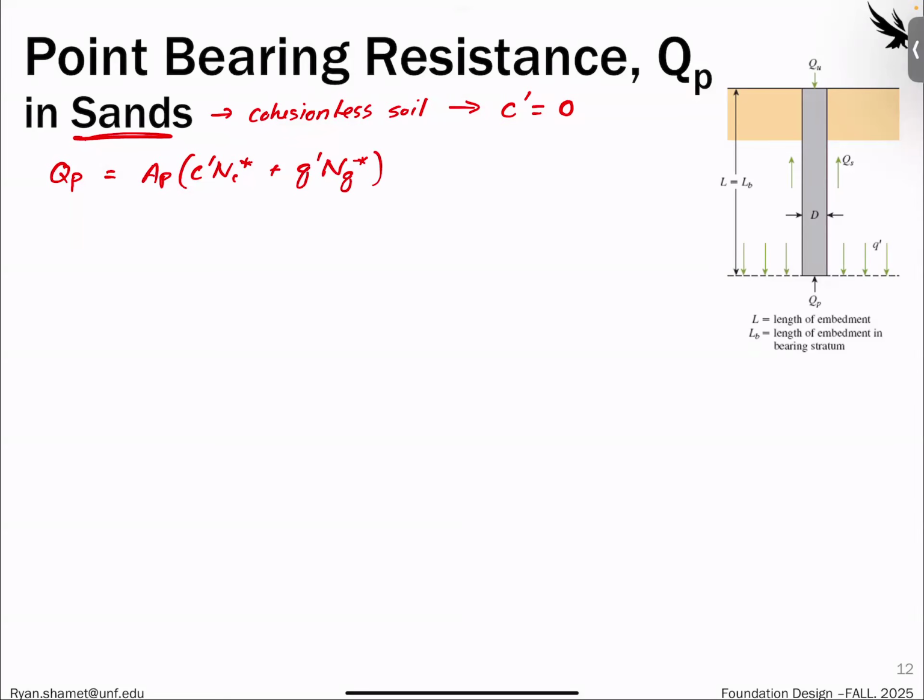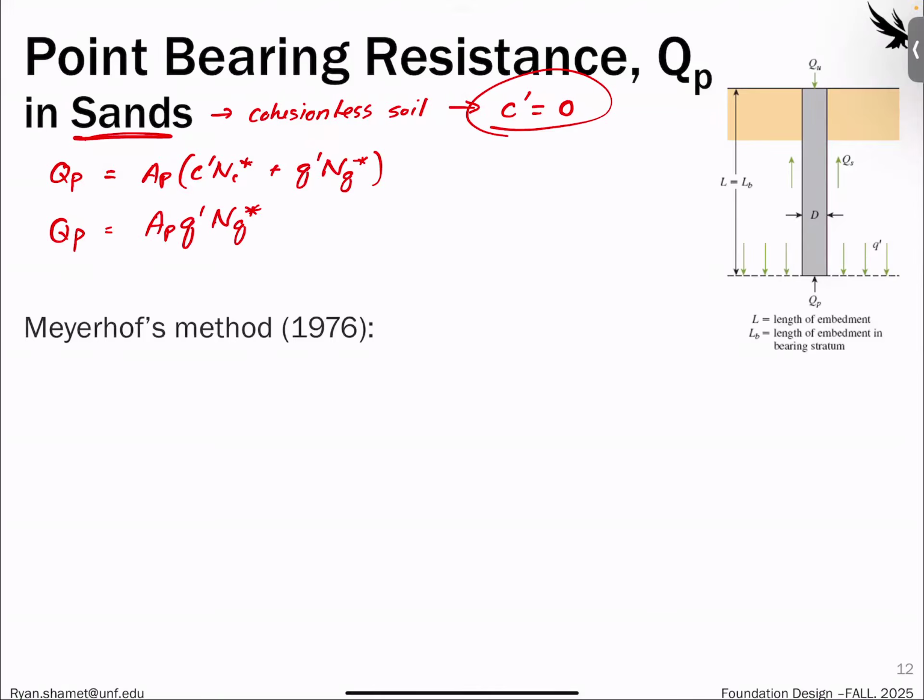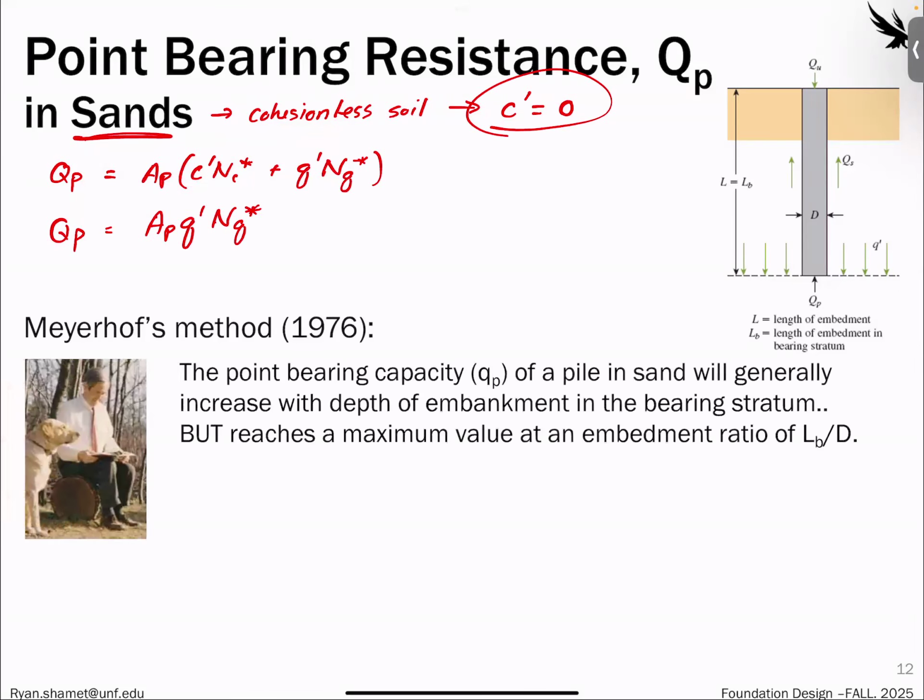So if we have an equation like this, but this C is equal to 0, then of course this whole first term goes poof. So we have a much simpler term here, this Ap times q prime times Nq, right? Because that C prime goes to 0. And so this is one of the ways that Meyerhof, our good buddy, 1976, decided. Look at him, you can trust him. It's just a man with his dog, and the most American man ever out there. Anyways, the point bearing capacity of a pile in sand will generally increase with the depth of embedment in the bearing stratum, but reaches a maximum value at an embedment ratio of LB over the diameter of the pile.